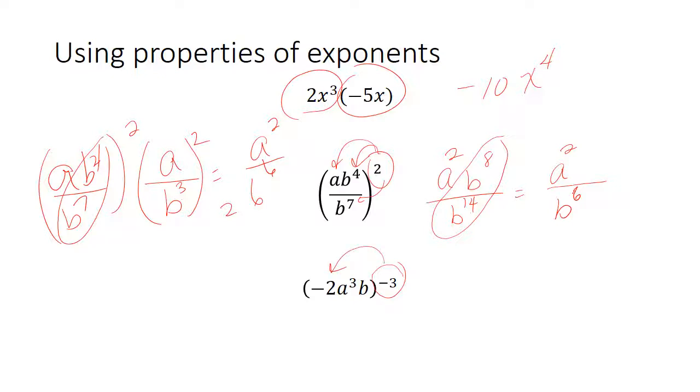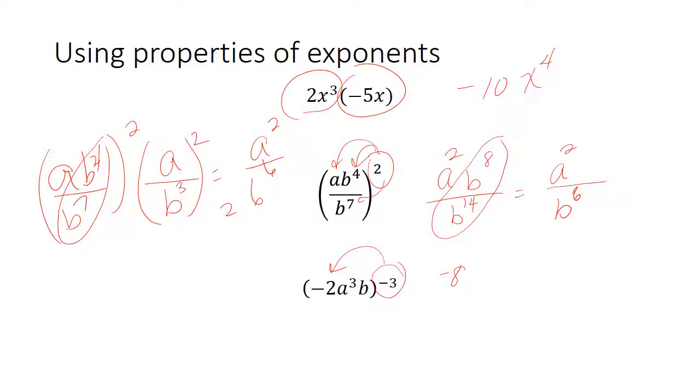So negative 2 to the 3rd power is going to be a negative 8, because negative 2 times negative 2 is going to give me a 4. 4 times negative 2 is going to give me a negative 8.